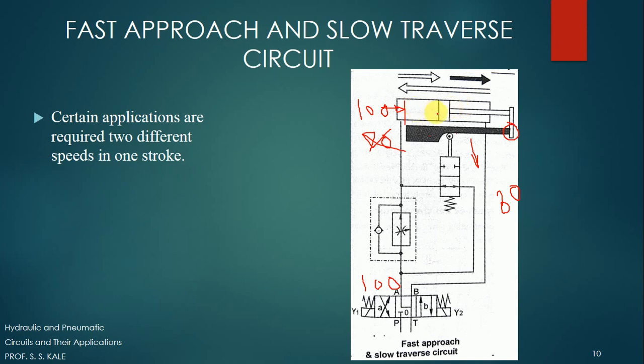When I keep this particular position into action, then the pump line is connected to B and the fluid is going to this particular end, whereas this piston head side is connected to the reservoir. So the fluid which is coming from this will go to the reservoir. So normal working will occur. But when it's moving forward, initially it will move slowly and afterward it will become fast. It is also possible that initially we go very fast and then slow. Such kinds of circuits are called fast approach, slow traverse circuits.